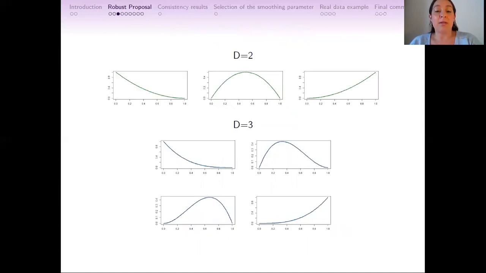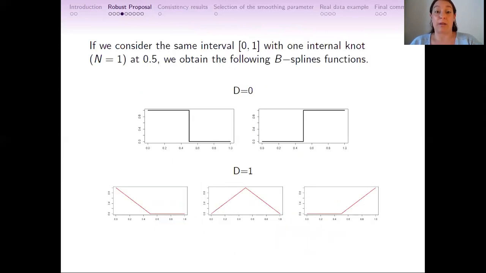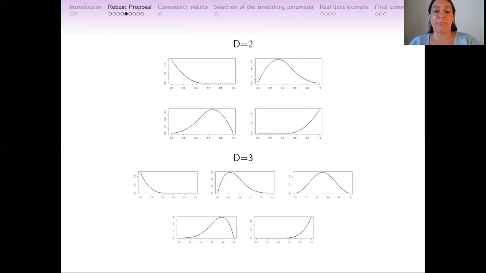When we add also one internal node at 0.5, we have d plus 2 elements in the B-spline basis. That's why when d is equal to 0, we have two B-spline functions. When d is equal to 1, we have three B-spline functions, and so on. When d equals 3, the B-splines are also called cubic splines.